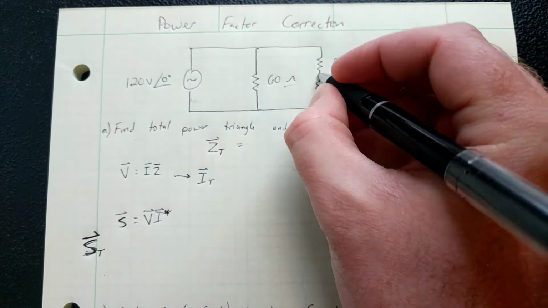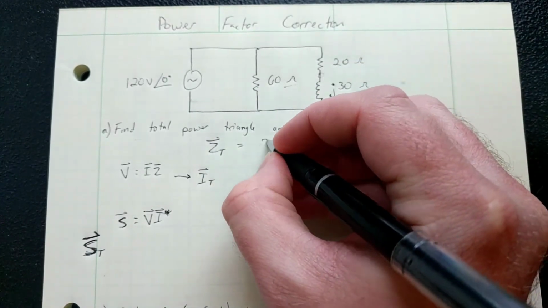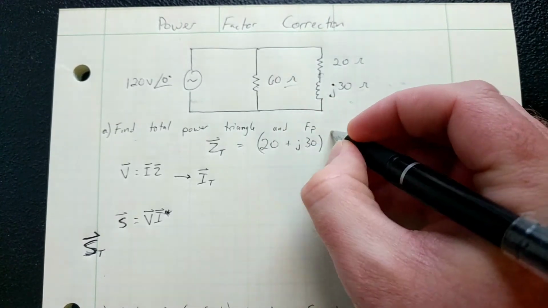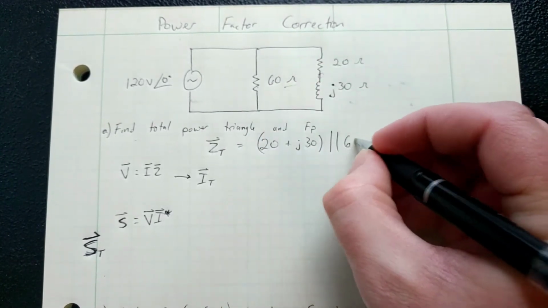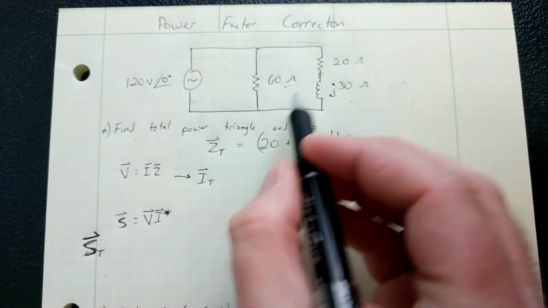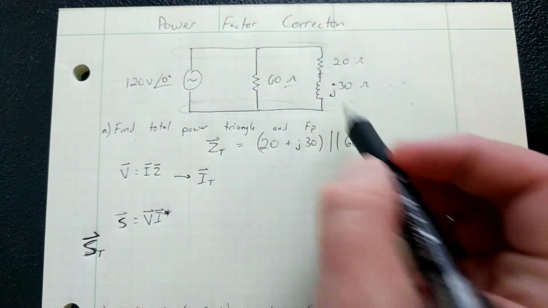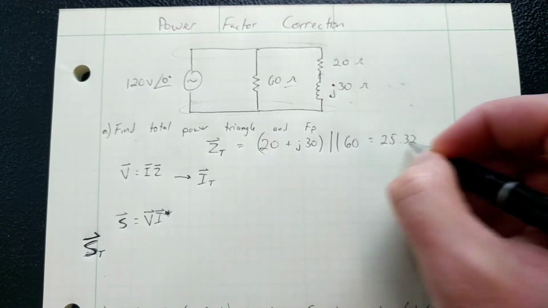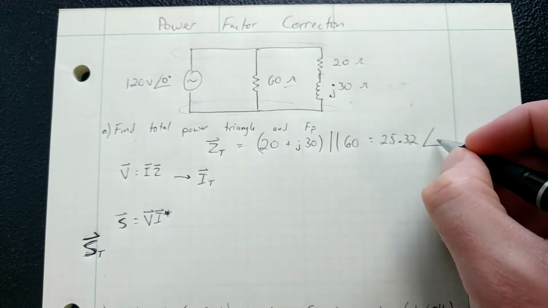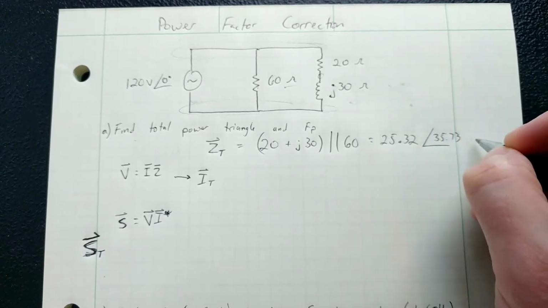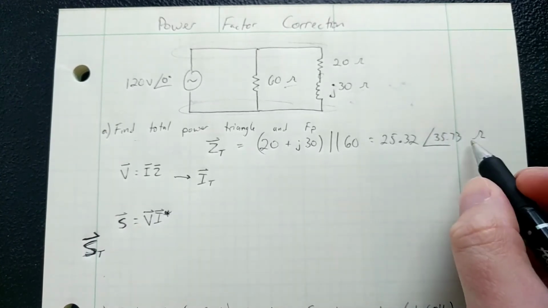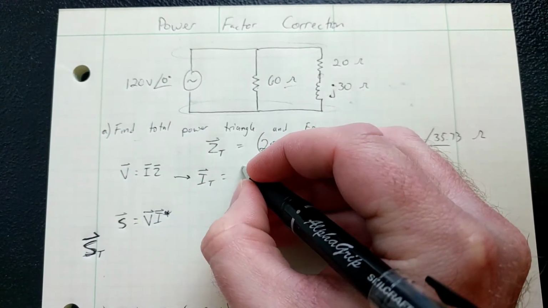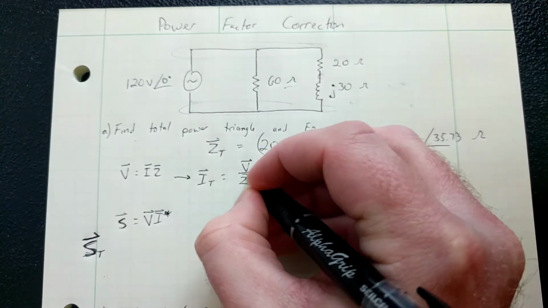We can see right there 20 and 30J are in series, 20 plus J30, and that is in parallel with 60. They share the same two nodes on the outside. We put those together, we get 25.32 angle 35.73 ohms. That's our Z total, so now we can solve for I using V over Z.